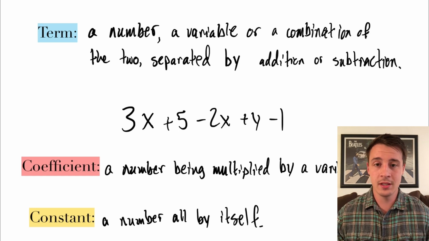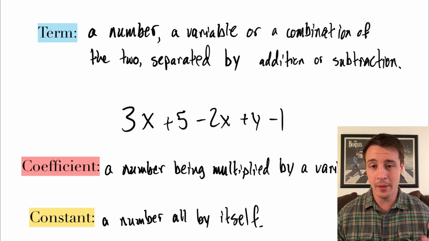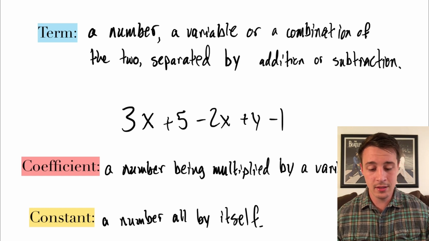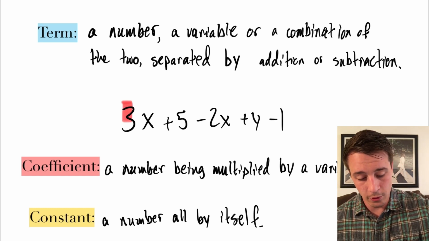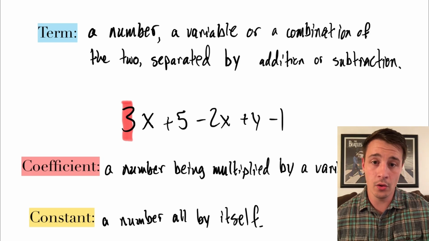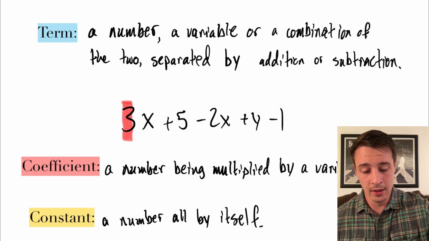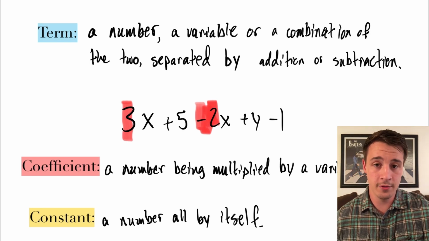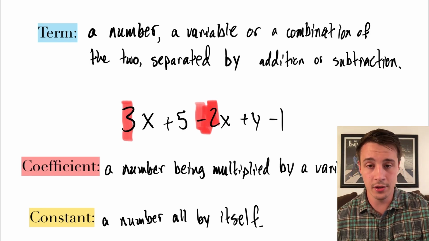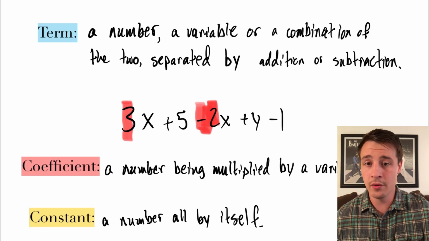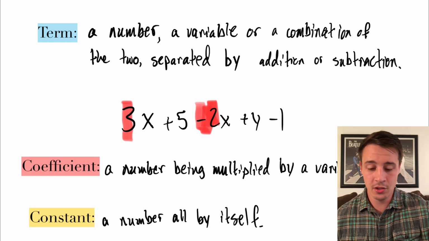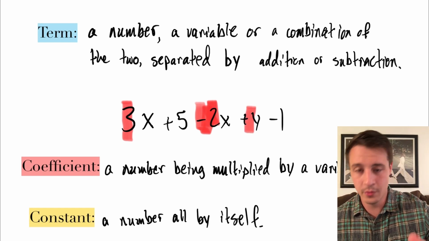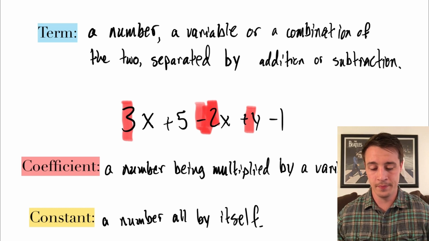So a coefficient is the number that's multiplied by a variable. So as you can see in this expression, 3 is a coefficient. It's a coefficient to x. Negative 2 is the coefficient for x in the other term. And then there is actually a coefficient next to that y. It's actually 1. We just don't write 1 next to a variable.